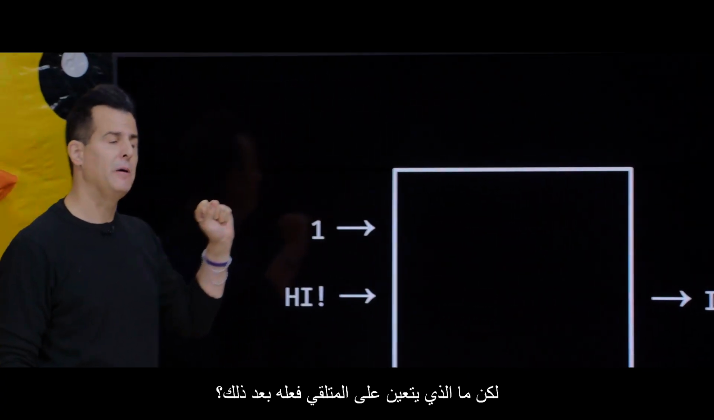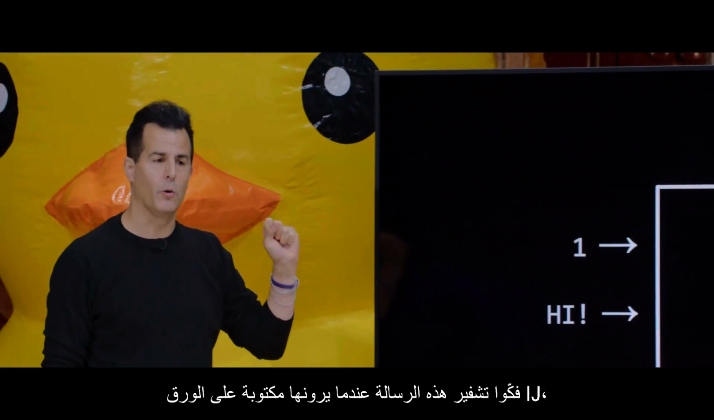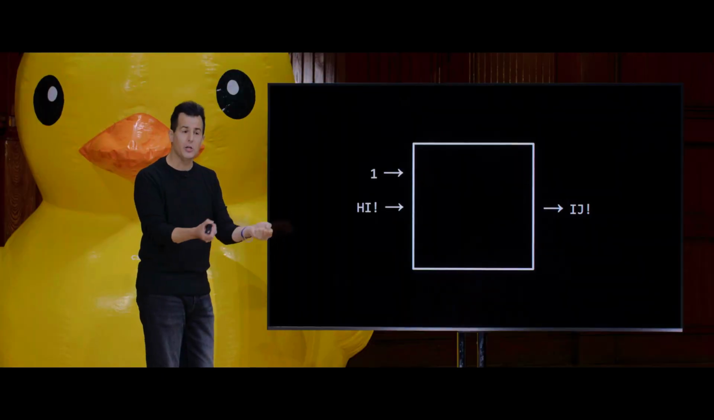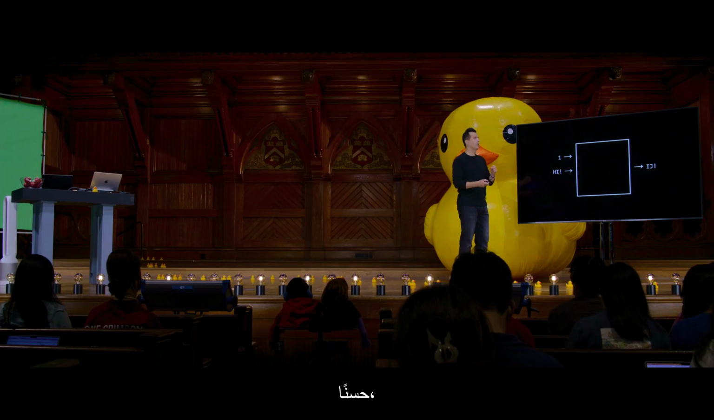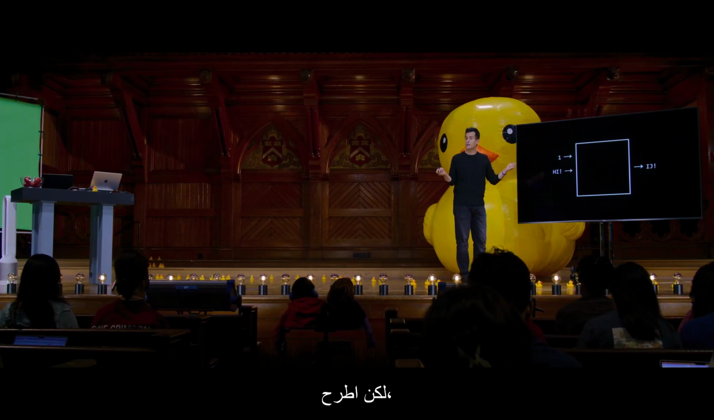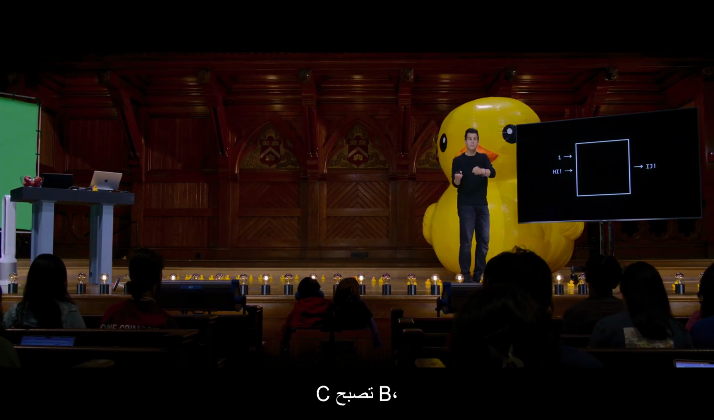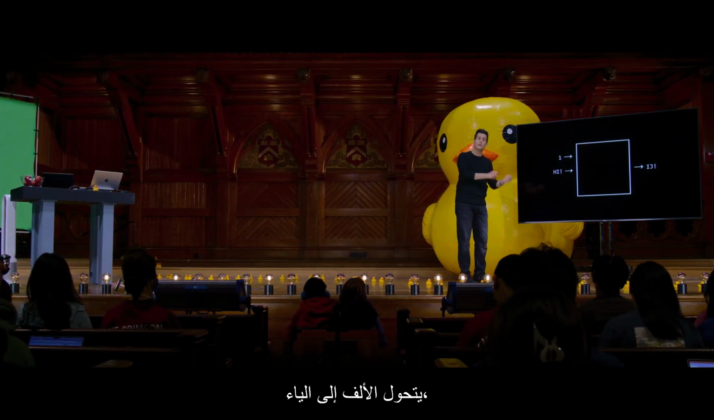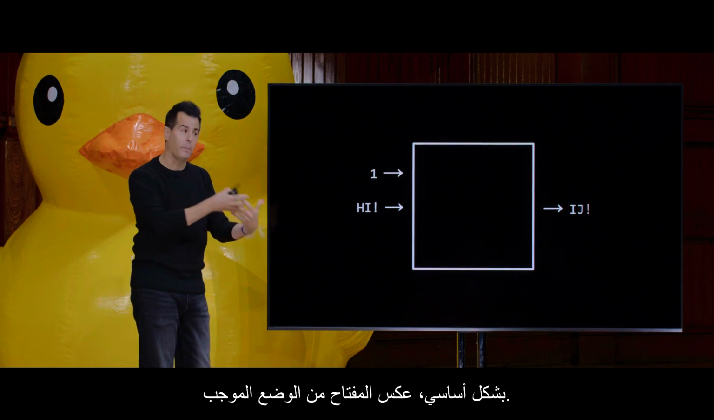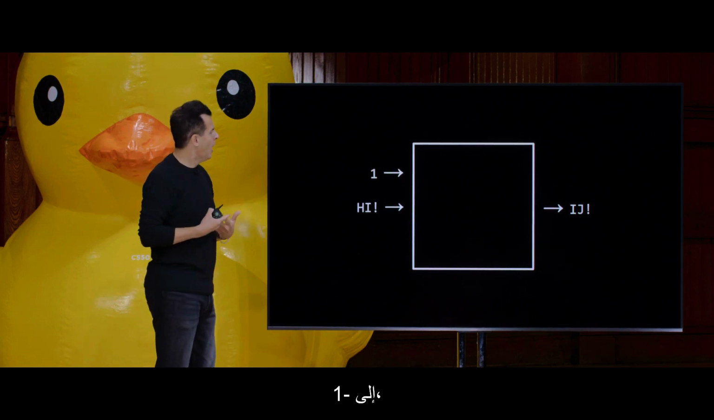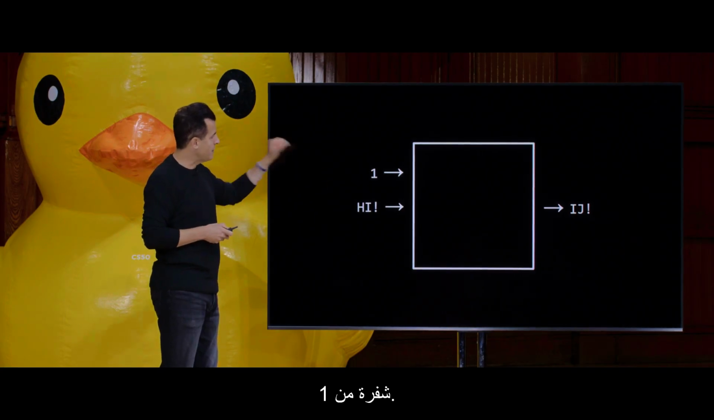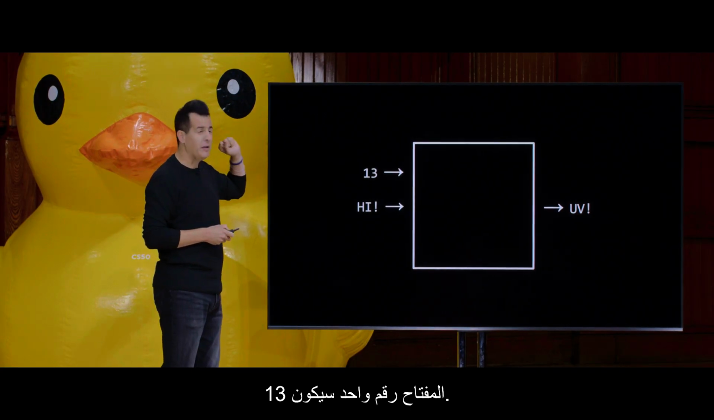But what does the recipient then have to do to decrypt this message? When they see on paper IJ exclamation point, how do they know what I said? Well, they use that same key, but subtract. So B becomes A, C becomes B, A becomes Z, and so forth, essentially inverting the key from +1 to -1. Of course, slightly more secure than a cipher of 1, a key of 1 would be 13.